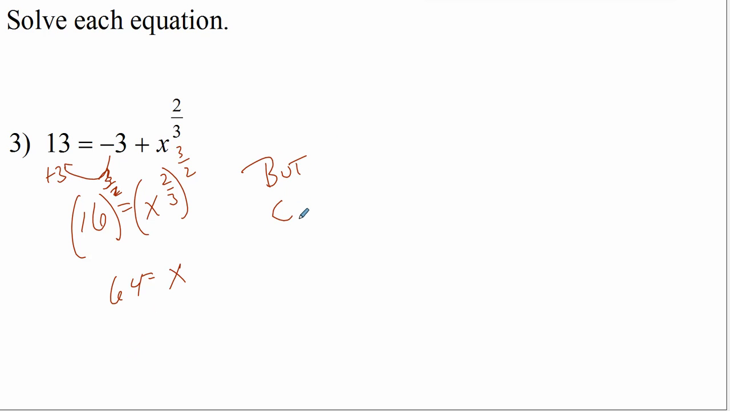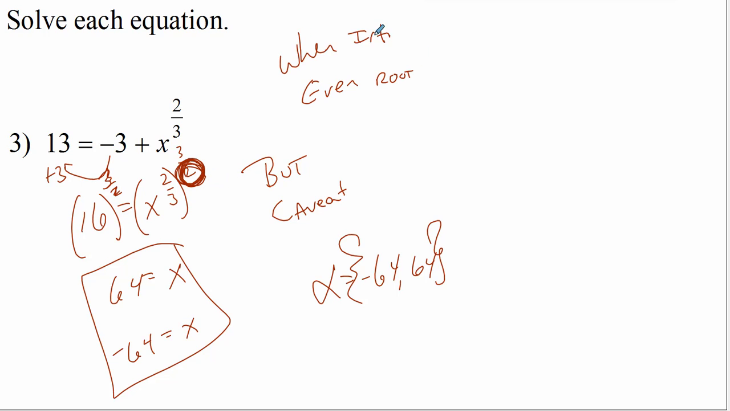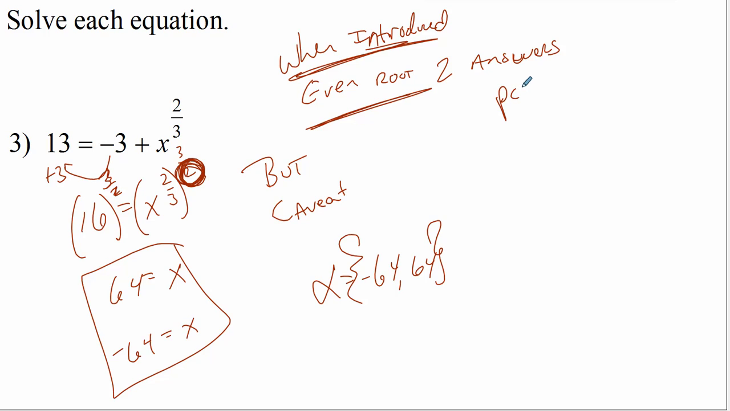But remember from the last video we had that caveat, which was added. I introduced an even exponent right here, or an even root, right? Even root. So I get x equals 64 and negative 64. Now, can I solve any more from there? Nope, I am done. Those are my two answers. x equals negative 64 and 64. If you want to write it that way, you can. If not, that's not a big deal. But you get two answers. Even root when introduced, you get two answers, positive and negative. Okay? When you introduce an even root.